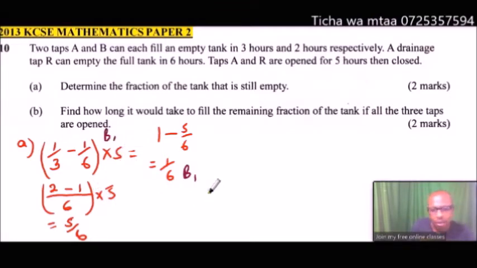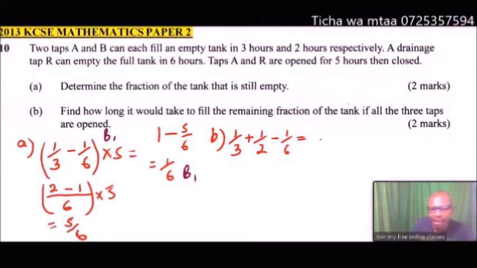All right, once you do that, you go to B. Part B of the question: find how long it would take to fill the remaining fraction of the tank if all the taps are opened. If all the taps are opened, what is the amount that goes into the tank? A is filling a third, you add B, which is filling a half, and C is emptying 1/6, so we subtract that.